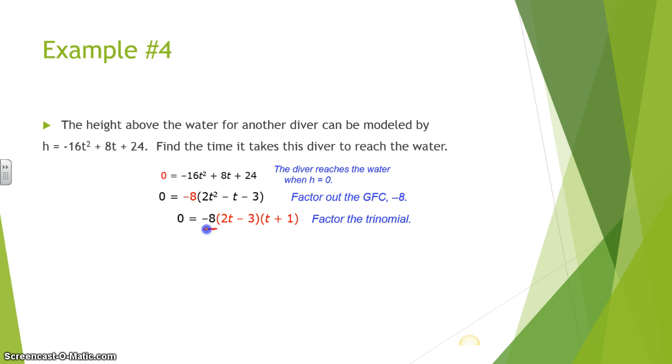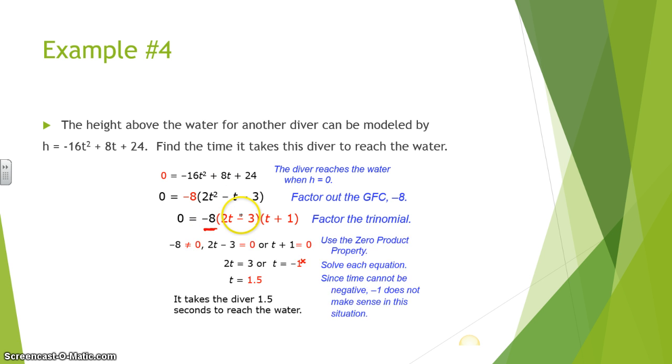Don't forget about that -8 in front of the parentheses. We set each of these equal to 0. -8 does not equal 0, so you do have to consider that value outside the parentheses, but it will not equal 0. 2t minus 3 equals 0. You would add 3 to each side, then divide by 2. So you get 3 divided by 2, which is t equals 1.5.